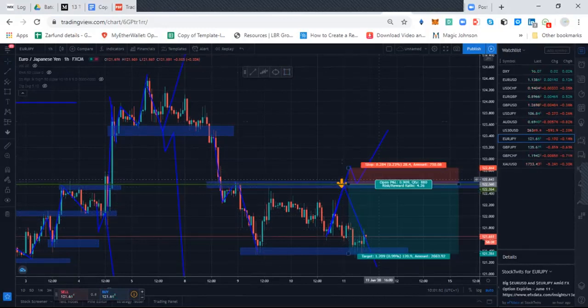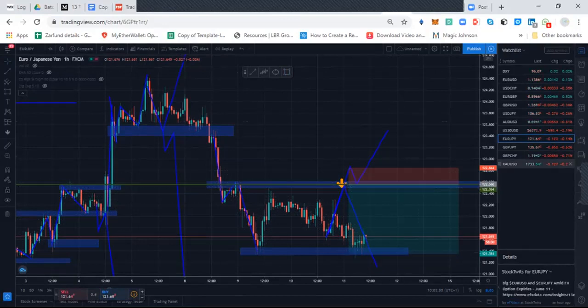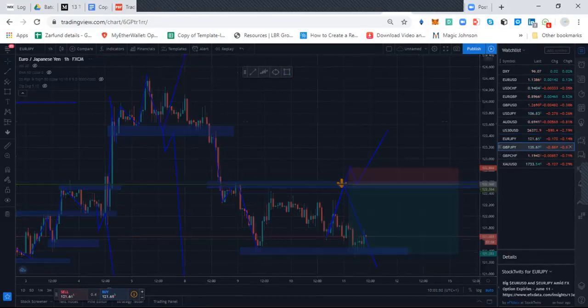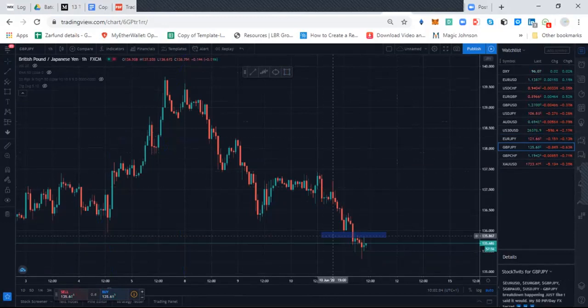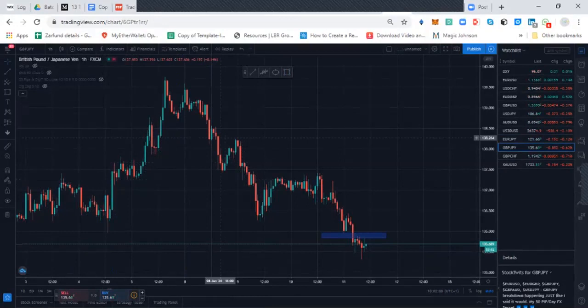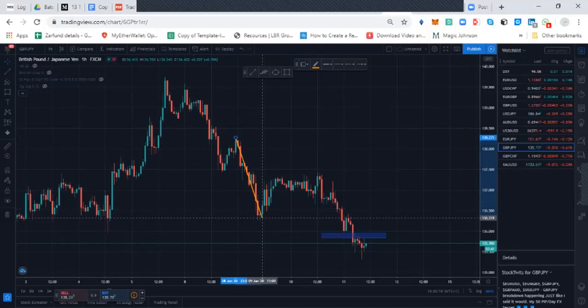But what we are looking at is what happens here. At this point, you'll be able to make a good sell that has a good risk reward ratio. Let's look at GBP JPY. On GBP JPY, we are seeing a downtrend already on these GBP pairs, guys. Downtrend is already resuming.